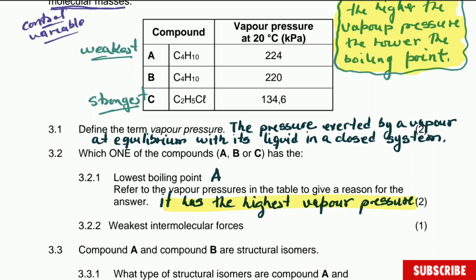Guys, this is 3.2.1. Now you have to find out the weakest intermolecular force. It is the other way around. The one that has the highest vapor pressure will have the weakest intermolecular forces. The one that has the lower vapor pressure will have the higher boiling point, and therefore the stronger intermolecular forces. So here, which one will have the weakest intermolecular forces? Look here, we already answered that question, guys. So it's also going to be compound A. Okay, now you see the analysis we did at the beginning will help us to answer the question.